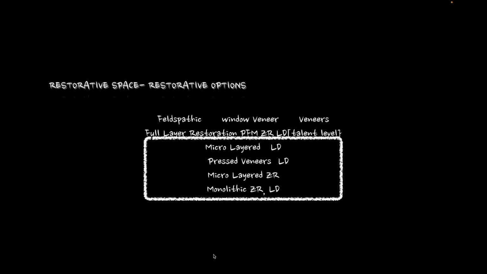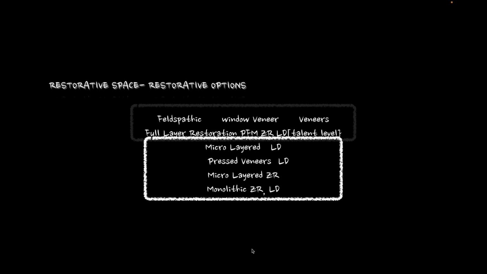What I find, and I think I've showed this slide before, and I think it's an important one to keep in our heads, is that the majority of our profession is working in this area. That means if I travel around the world, almost everybody is using lithium disilicate or zirconia, and they're using it for almost everything, right? Whether it's veneers or a combination of veneers and other materials, whether they're monolithic or microlayered, this is where about 80% of our profession is working today.